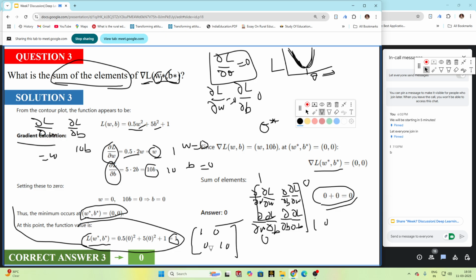These two elements are the eigenvalues of your Hessian matrix. Because this is a diagonal matrix, only the diagonal has elements and the other elements are 0, so the diagonal elements are nothing but your eigenvalues. Now this eigenvalue 1 is associated with parameter W, and this 10 is associated with parameter B. As the dominant eigenvalue is 10, B will be more sensitive to this loss than W.